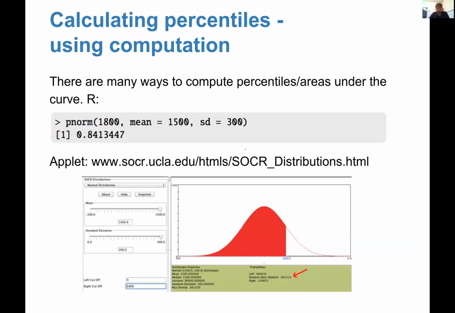You can do this in R. So pnorm(1800, mean = 1500, sd = 300), and it gives you the number. Boom. Or you could go to this applet from UCLA, and it'll compute it for you. Or you could go to your textbook.